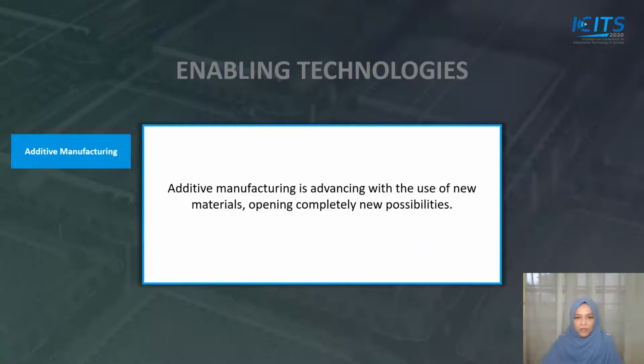Additive manufacturing is advancing with the use of new materials, opening completely new possibilities. For example, 3D printing of organic tissues has created opportunities for growing live organs. It is revolutionizing traditional production, aided by a recent surge in metal additive printing.